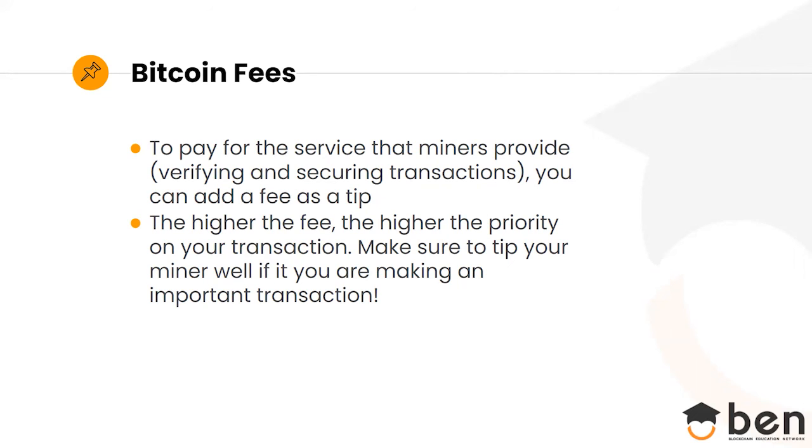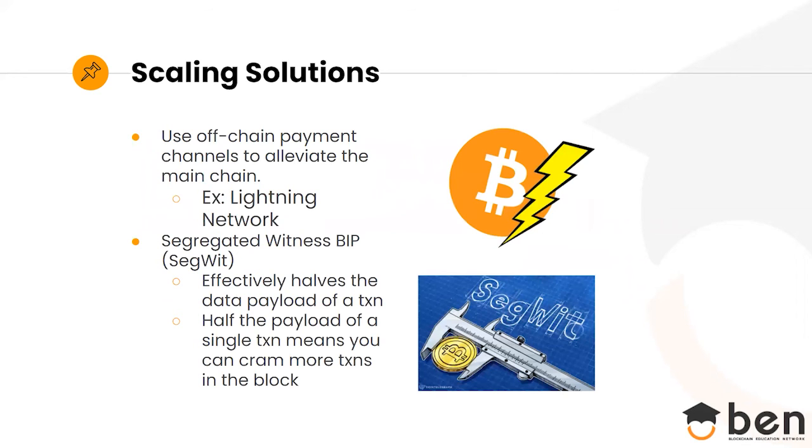Conversely, during periods of low activity, a relatively lower fee can process your transaction in a timely manner. Therefore, it is imperative to add a fee respective to the amount of activity on the blockchain in order to get your transaction processed. In order to avoid congestion on the Bitcoin blockchain, several scaling solutions have been proposed. The first scaling solution is Lightning Network.